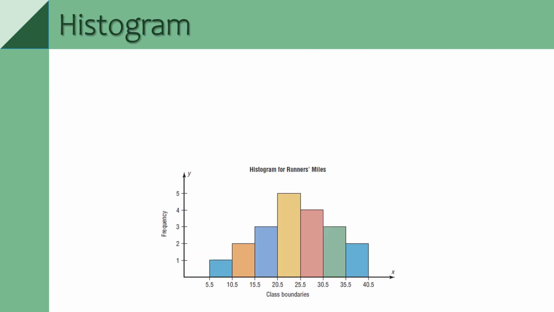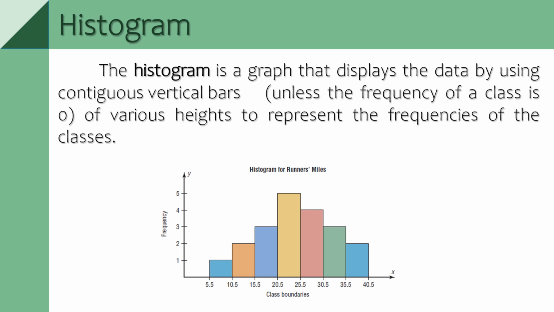Let's start with the histogram. A histogram is a graph that displays the data using continuous vertical bars, unless the class frequency is 0. The various heights of the bars represent the frequencies of the classes. Continuous means, if we translate it in Tagalog, magkakadikit, meaning there is no gap. As you observe in the figure below, the bars have no gaps.